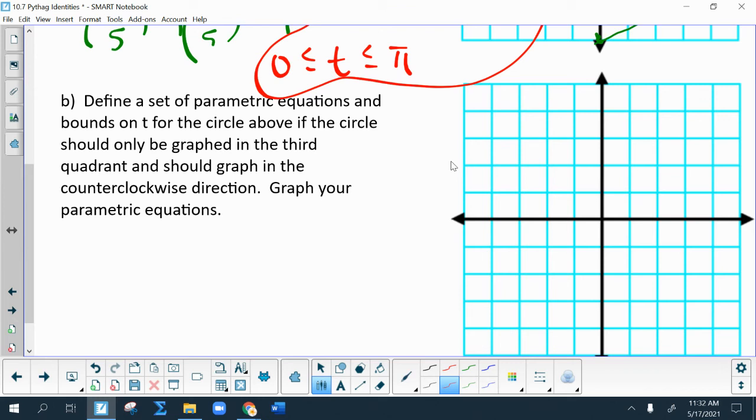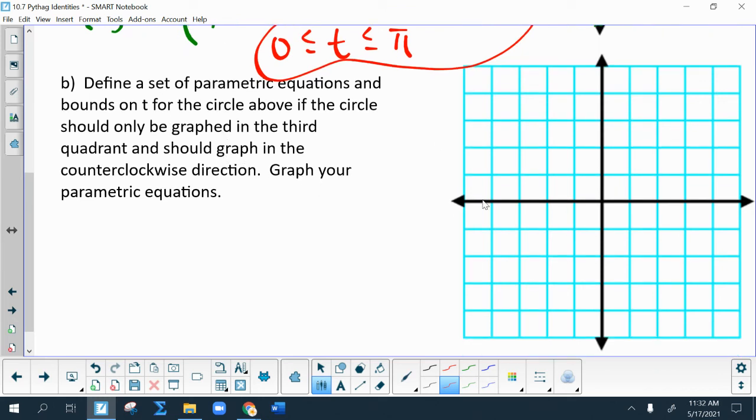So it's the same circle, but now I want to only graph in the third quadrant and graph in the counterclockwise direction. So I want my points to be here and here, and I want to graph in that direction. That's clockwise. Look at me, I can't even remember which direction my clock goes, right? Yes, that's clockwise. I want to go in the counterclockwise direction, so this way.